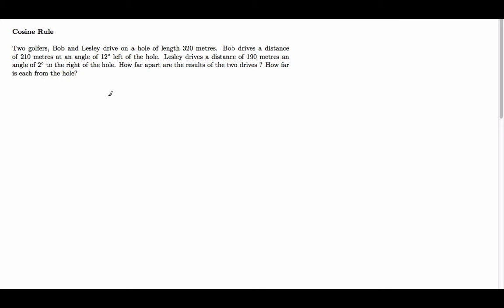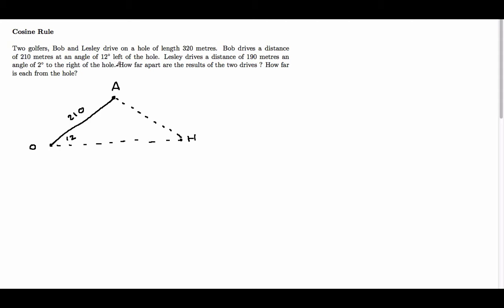So, first of all, let's try and draw out the situation. So we're beginning off at O, and the hole is 320 metres away from O. So let's label that H. Now we're told that Bob drives 210 metres at an angle of 12 degrees left of the hole. So that will put us around this point here. We'll call that A, with this angle being 12 and this length being 210. So this distance A to H is the distance Bob's drive is away from the hole.